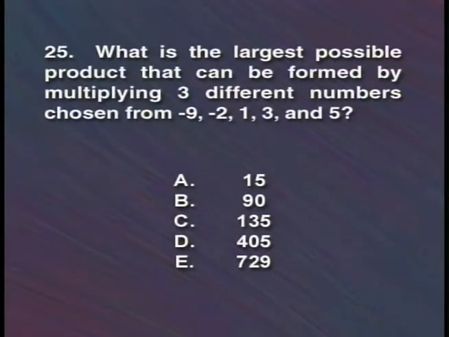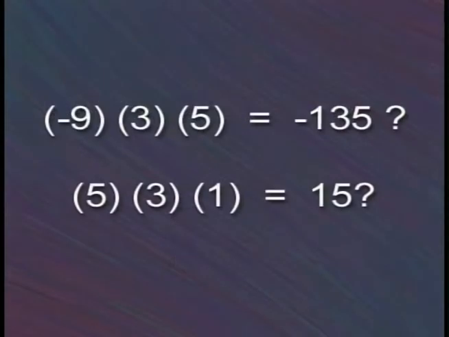At first glance, we might attempt to solve this problem by picking the 3 largest looking numbers, 5 and 3 and -9. The product of these 3 numbers looks like 135. However, the product is -135 since we're multiplying by -9. If we try only the 3 positive numbers, we get a product of 5 times 3 times 1, or 15. But is this the largest possible product?